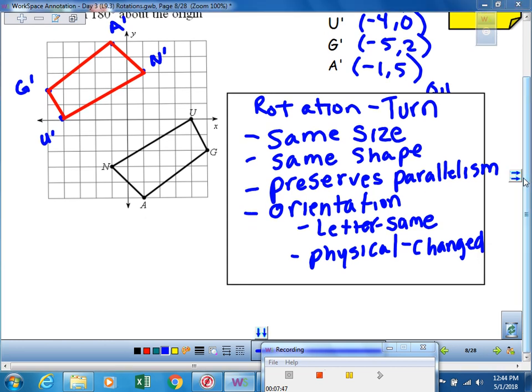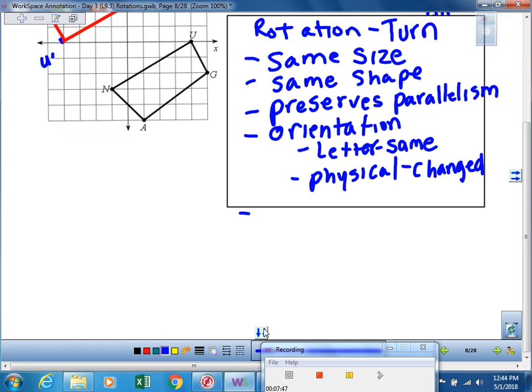Is line segment NU the same as N prime U prime? Yes. Is angle U going to be the same? Yes. So you would say corresponding angle measures are congruent.